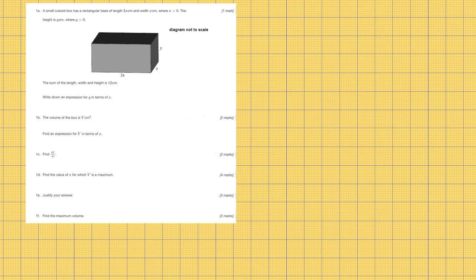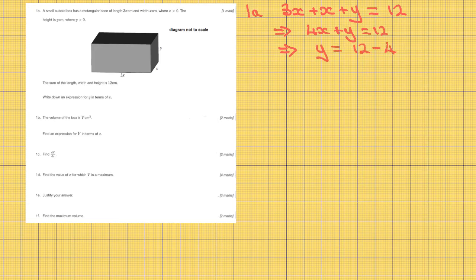So we know that 3x plus x plus y is equal to 12. Therefore, 4x plus y equals 12. Therefore, y is equal to 12 minus 4x.